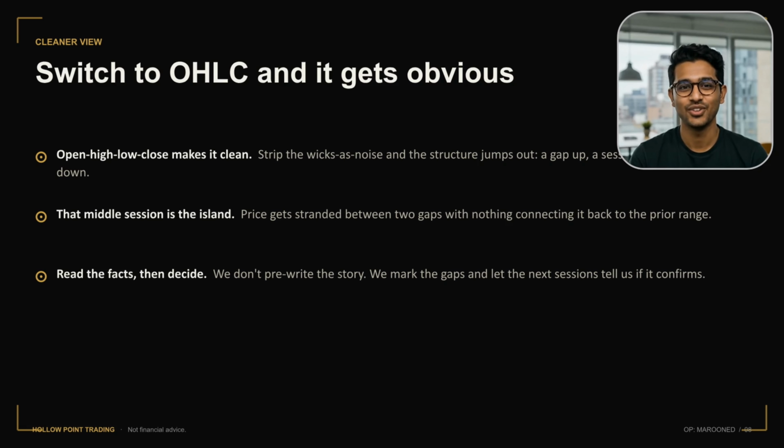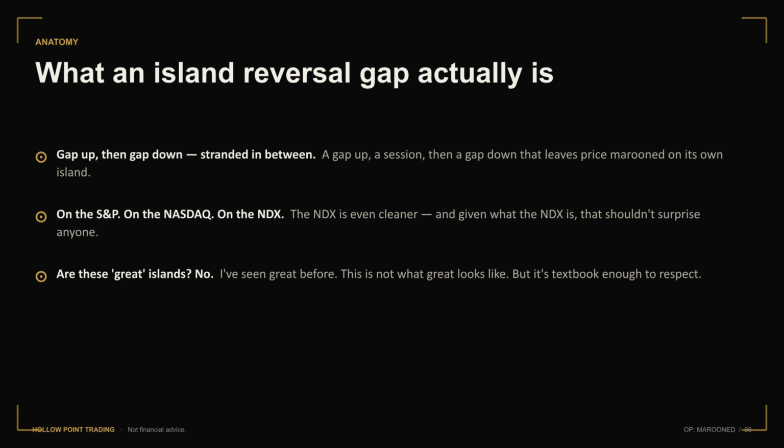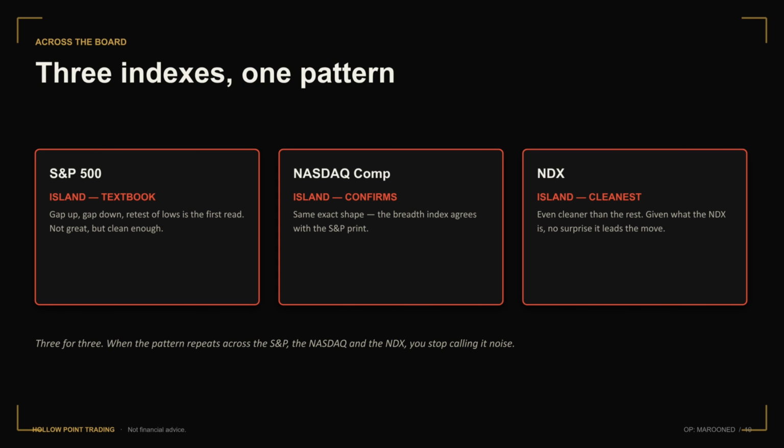By stripping away noise, you can see the gap up, the session, and the gap down, which forms the island pattern. An island reversal is defined by a gap up, a session in between, and a gap down. This pattern is visible across the S&P, NASDAQ, and NDX. The pattern is consistent across all three indexes. When you see a repeat of this shape, it warrants serious attention as it moves beyond mere market noise.